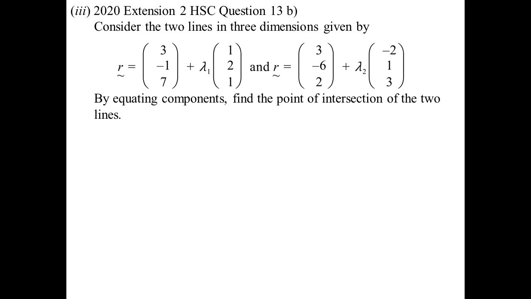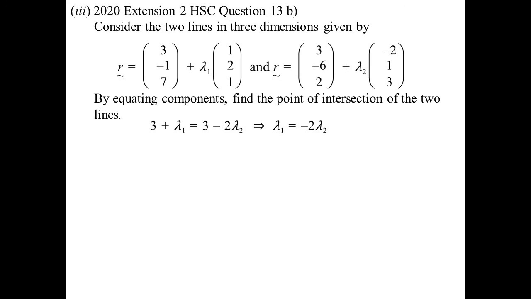Let's look at some HSC questions now that we've had a couple of HSCs in this new course. So the very first one, 2020. We've been given two lines. By equating components, we're going to find the point of intersection of these two lines. If they're going to intersect, the x values have to be the same. So 3 plus lambda 1 is equal to 3 minus 2 lambda 2. Play around with that. I know lambda 1 has to equal minus twice lambda 2.